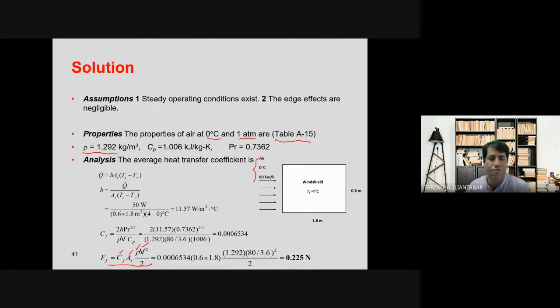How about Cf? Do we have that? No, we don't have Cf. But we have an equation which we can use to calculate Cf: Cf is 2h Prandtl number power 2/3 divided by rho V Cp. Again here, let's see what we have and what we don't have. We have rho, we have V, we have Cp as well, and the Prandtl number as well from the table. How about h? Do we have that? No, we don't have h. So how can we find h?